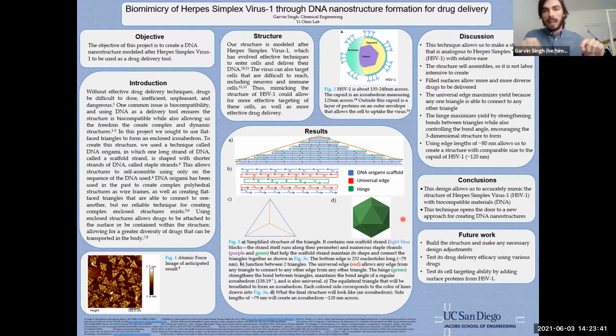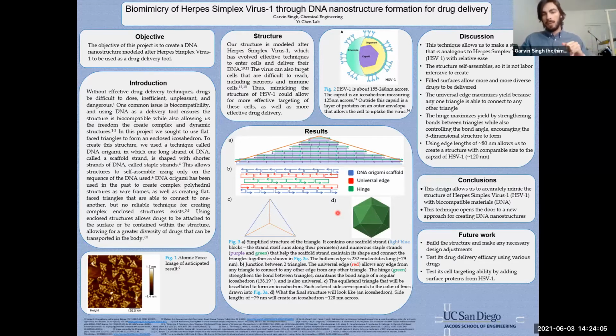And one side of that edge connects to the triangle itself. It's made up of staple strands, as you can see here in red. And the other side is the same on every triangle. So what that does is it allows us to connect any side from any one triangle to any side from any other triangle. And that maximizes our yield. So now we have a triangle and we have a way to connect them.